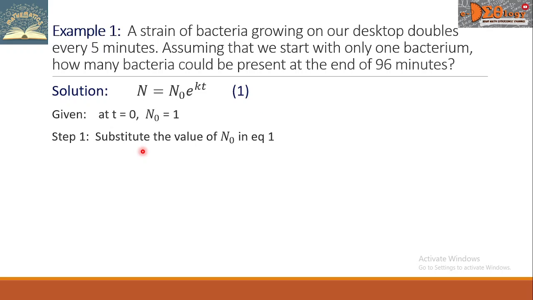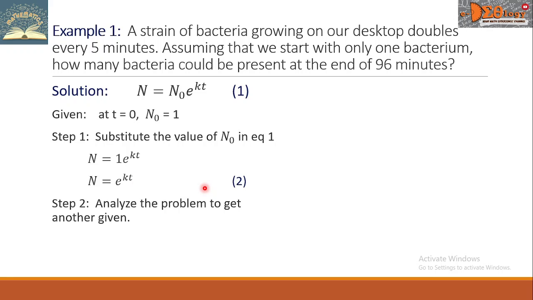Step 1 is to substitute the value of N sub 0 in equation 1. So equation 1 becomes N equals 1 times e raised to kt. And we can simplify further into N equals e raised to kt. This is equation 2.